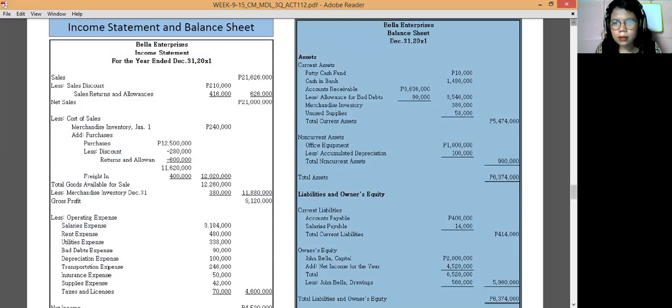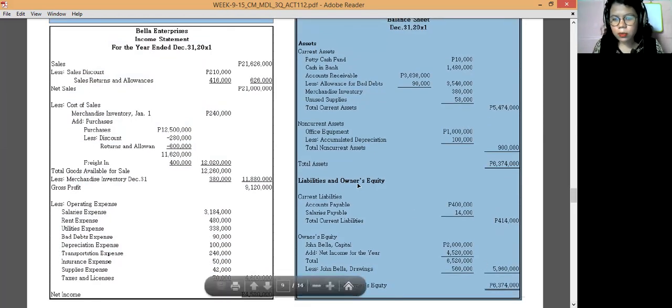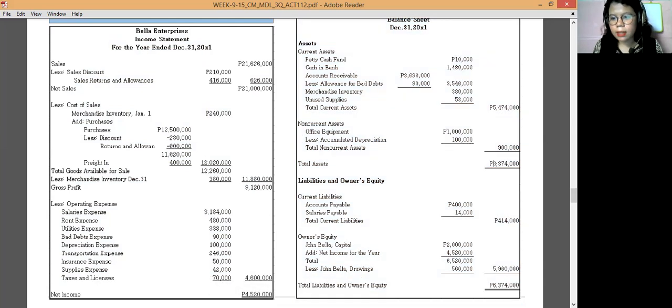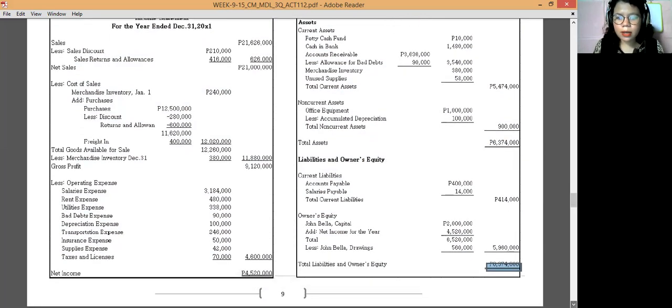So, next is the balance sheet. Our balance sheet is in report form, okay? Because it goes straight down. So, assets, right? Total assets is 6,374,000, and total liabilities and owner's equity is 6,374,000. So, it balances. Okay? It balances, 6 million and this one, 6,374,000. Okay? Let's proceed. Next.